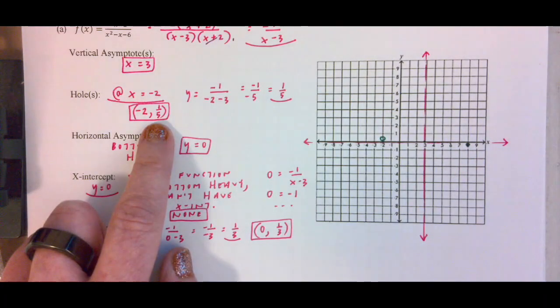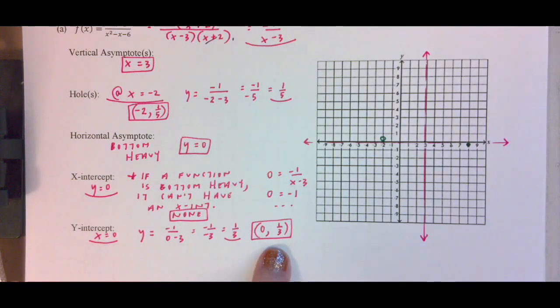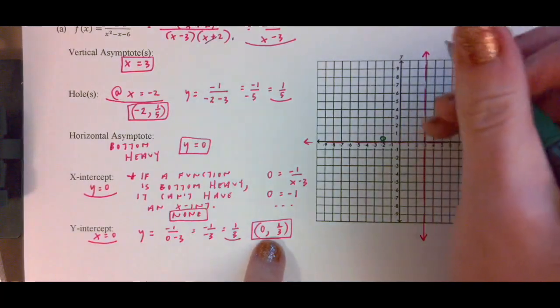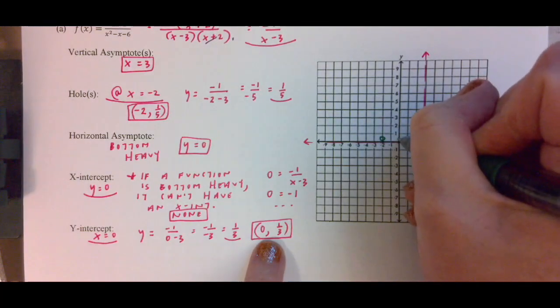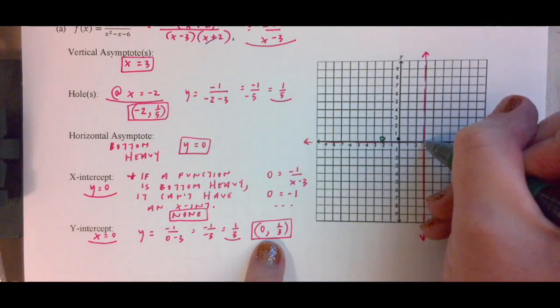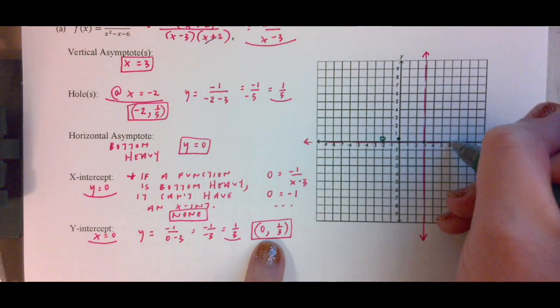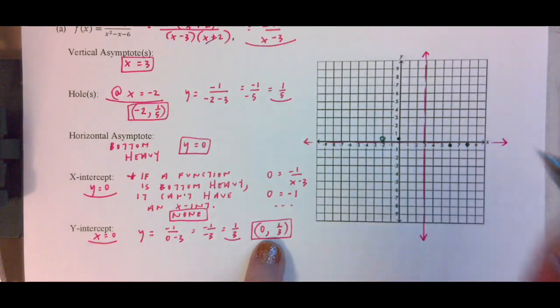Okay. Then I also, let's see, I don't have an x-intercept. I do have a y-intercept, so I'll use that point. So 0, 1/3, so about here. So again, go to where the asymptotes cross. Left 3, up 1/3, so right 3, down 1/3, right here.